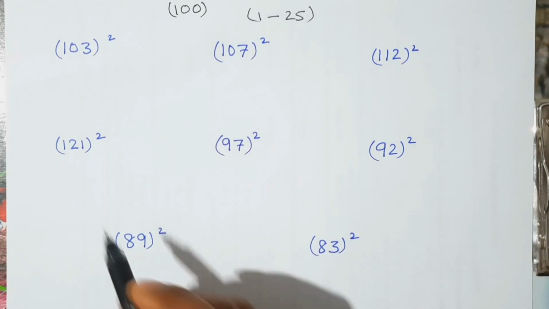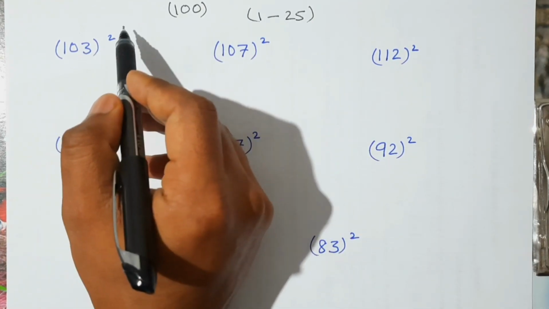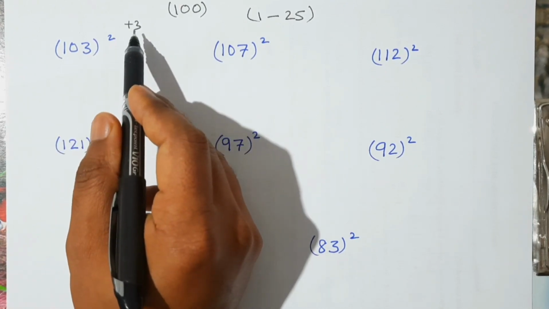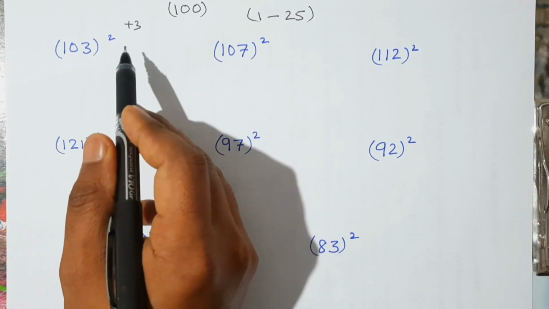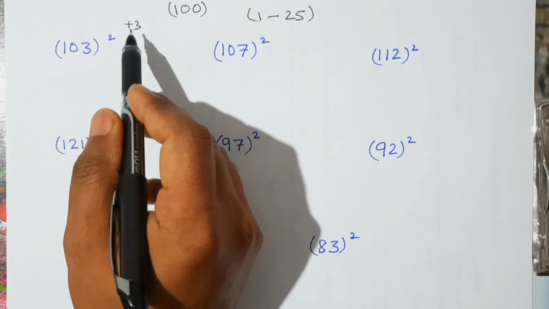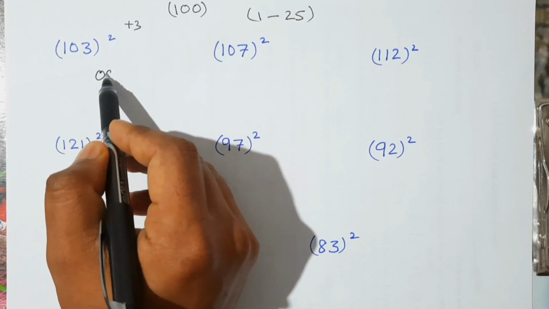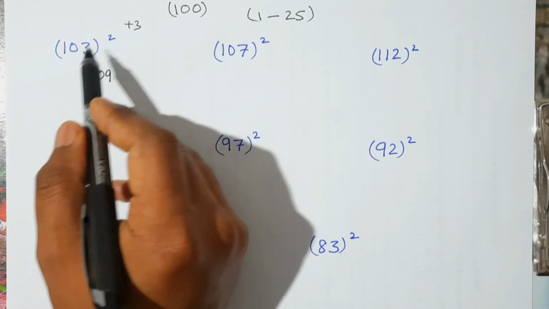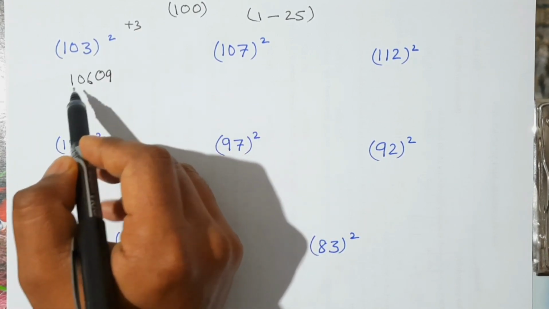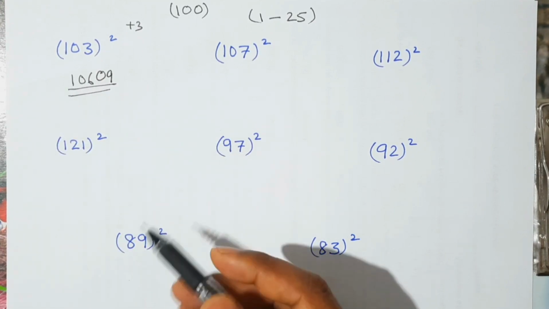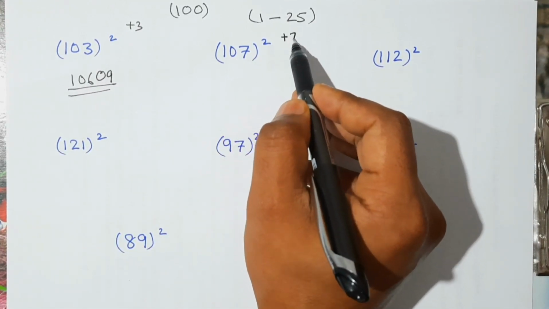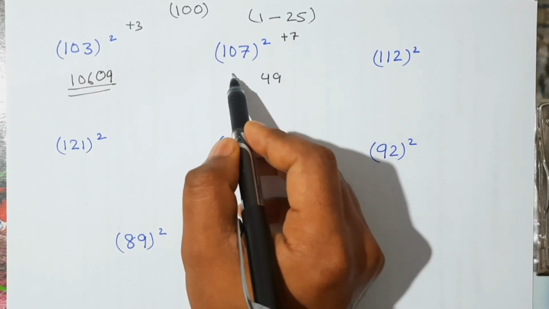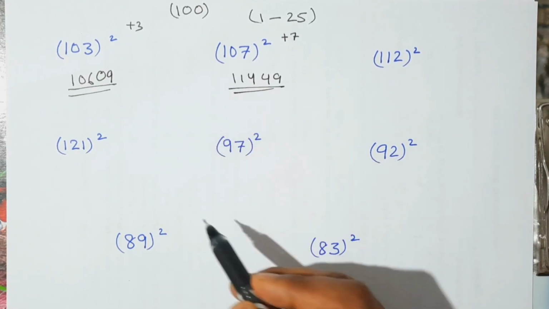First, this number is 3 more than 100, so this is plus 3. We will first write the square of 3. Square of 3 is 9, but we are going to write this number in 2-digit form, so we write 09. Now we add these 3 to 103. So 103 plus 3 is 106. So this is the square of 103. Similarly, this number is 7 more than 100. So the square of 7 is 49, and 107 plus 7 is 114. So this is the square of 107.